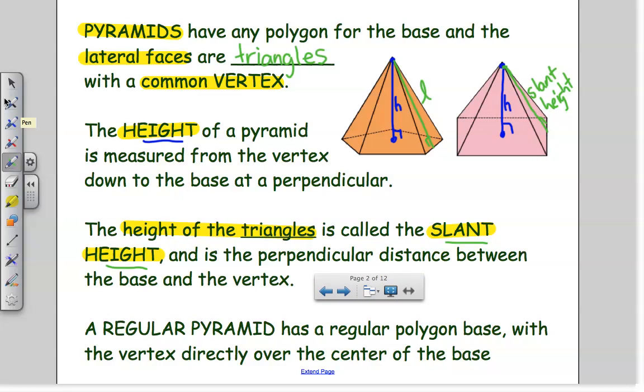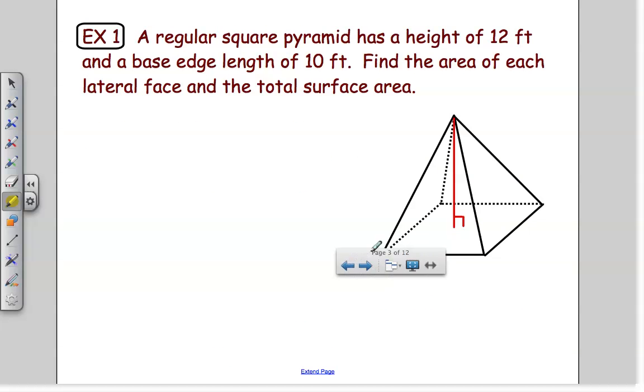One more definition for a pyramid to be regular. First of all, there's a regular polygon for the base. It looks like this is a regular pentagon. All the sides would be congruent, all the angles would be congruent. But also the vertex is directly over the top of the center of the base. As I did here, the height goes right down to the center of the base at a right angle. Then it is a regular pyramid. And basically you're only going to be working with regular pyramids today.